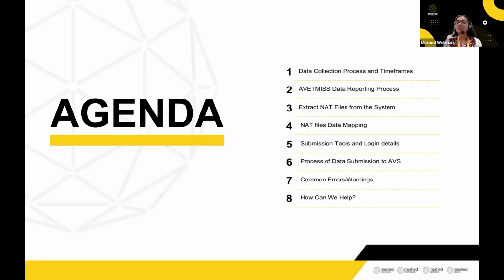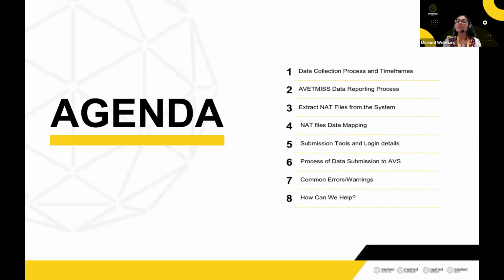We'll also look at the extraction process for the NAT files from the system itself, which is point number 3 here. This is where we'll tell you how you can export the NAT files from the meshed system. And what is the NAT files data mapping? So when you look at the NAT files, how do they align with the meshed system and where to find that particular data in the system itself?